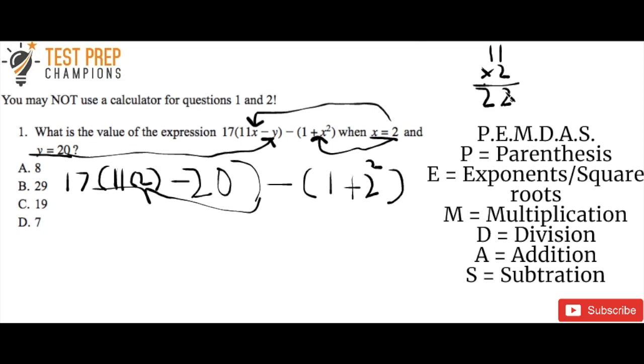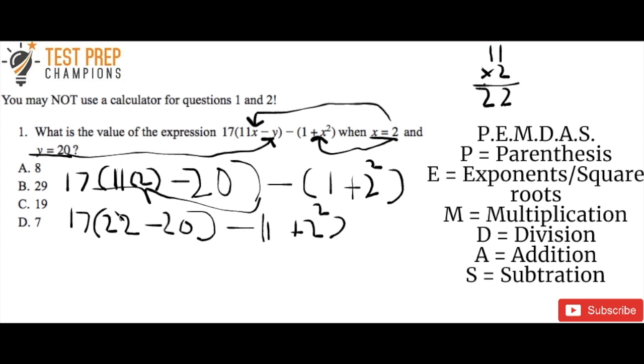So definitely memorize your 11 times tables. It's pretty easy. 11 times 3 is 33, 11 times 4 is 44, 11 times 5 is 55, etc. So hopefully you're starting to see that pattern there. So we're going to then rewrite this as 11 times 22 minus 20, minus 1 plus 2 squared in parentheses.